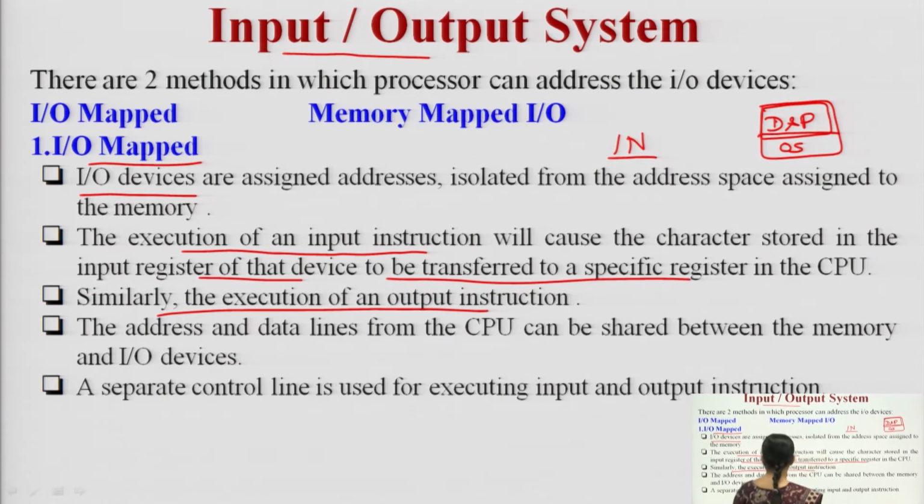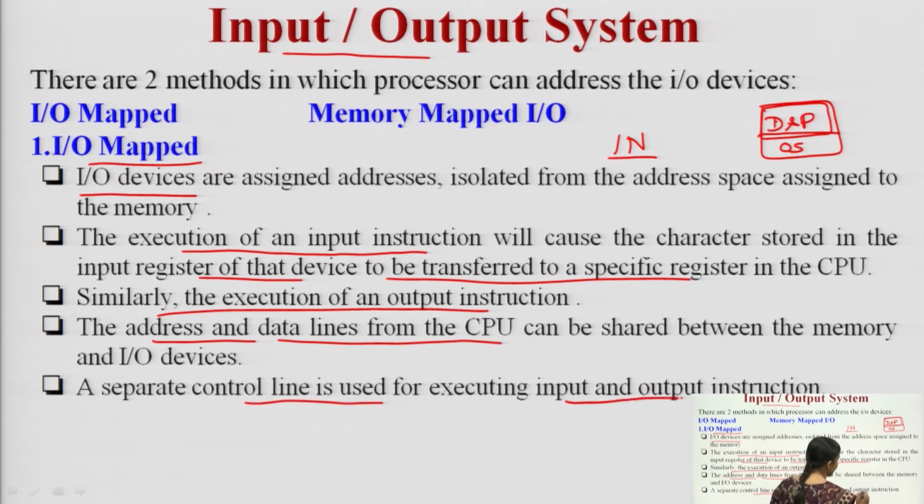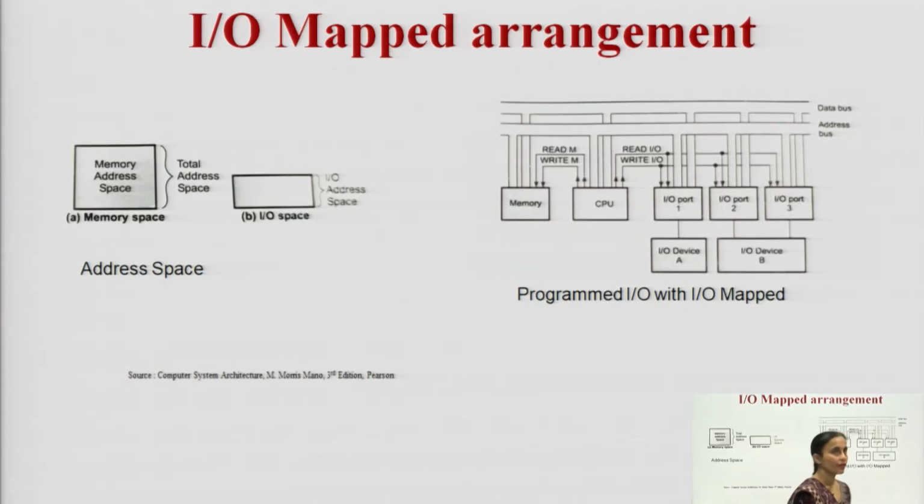Then, moving on to the address and data lines. The address and data lines from the CPU can be shared between the memory and IO devices. Then a separate control line is required for executing the input and output instructions. Then let us see the arrangement of IO mapped IO, that is, input output mapped IO.